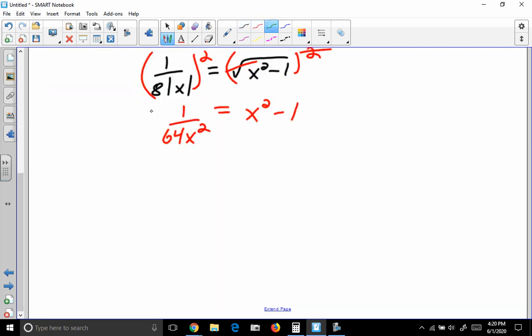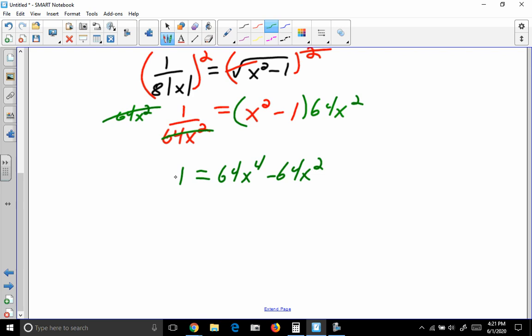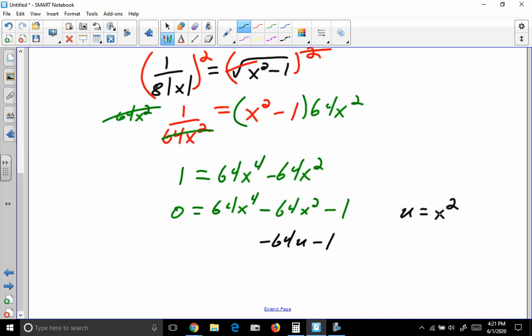To get rid of our fraction, multiply both sides by 64x squared. So those cancel. So on the right, we get 64x to the fourth minus 64x squared. That's not linear, so get a 0 on one side. And one thing that makes this hard is this doesn't factor directly. And it's not quadratic. But we can make a substitution and turn it into a quadratic. If we replace x squared with u, then x to the fourth would in turn be u squared.